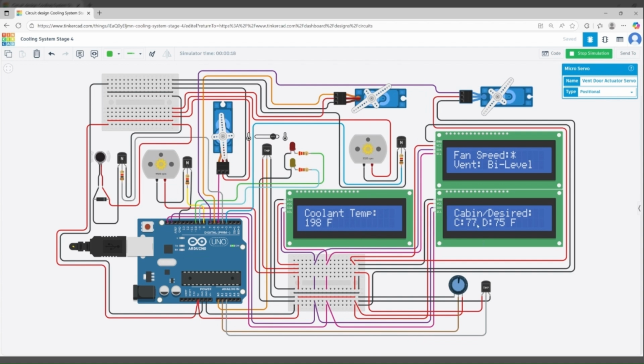All right, the current temperature is 77 degrees. The desired temperature is 75 degrees. So 2 degrees cooler than where it's at right now. So let's take it a lot cooler. The desired is 69 degrees, whereas the actual cabin temperature is 77 degrees. We can see that our fan speed is now at 2, so it's roughly 5,000 RPMs, still bi-level.